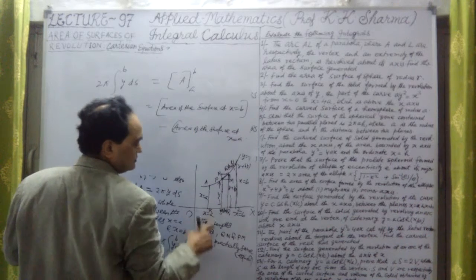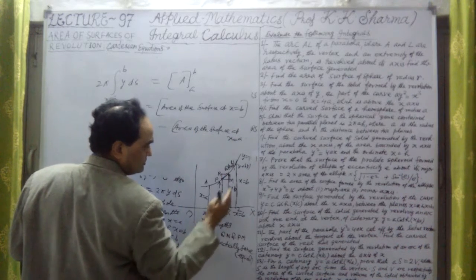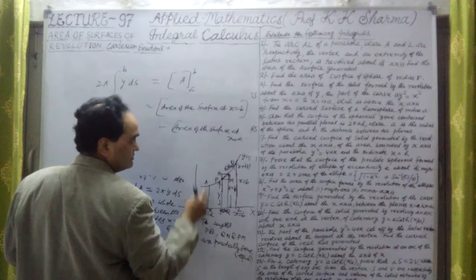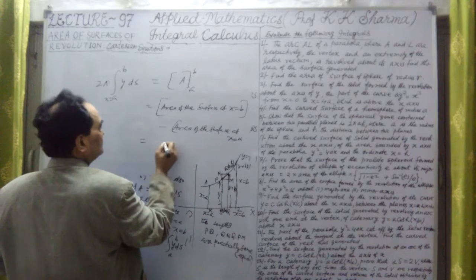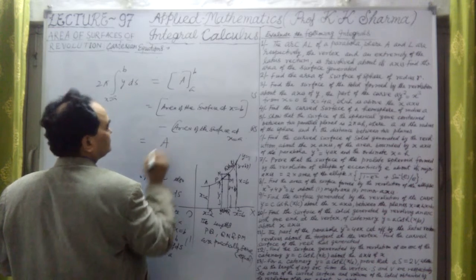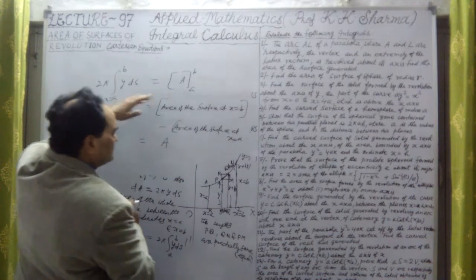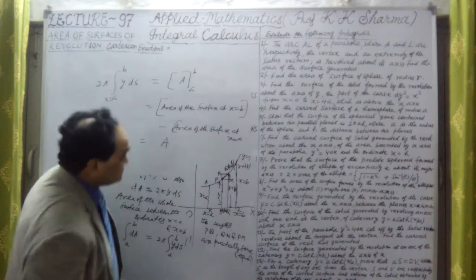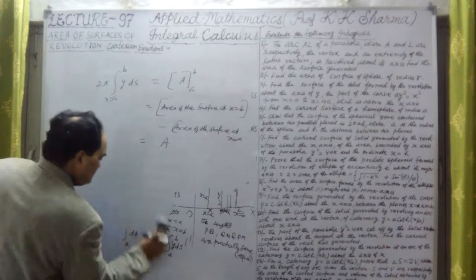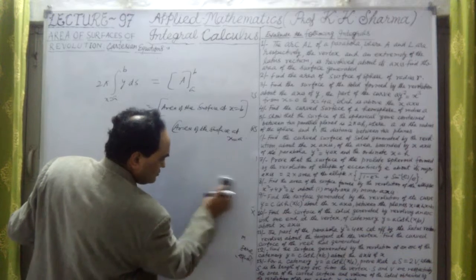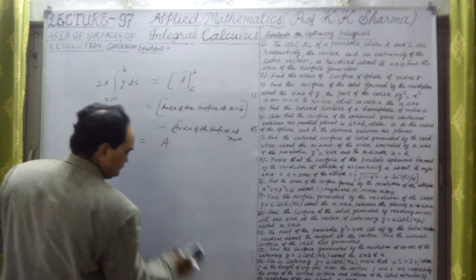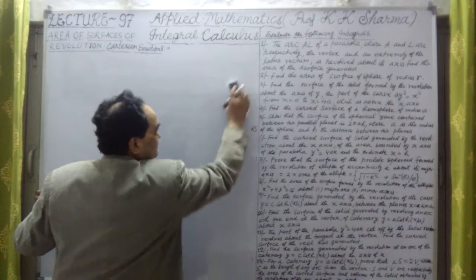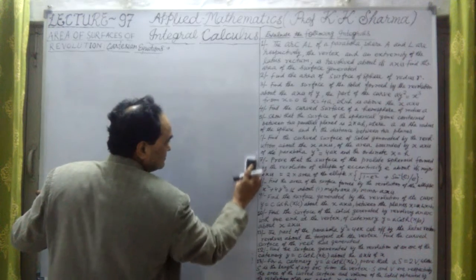But at x equal to A, this BL will coincide with AK, which means this will tend to 0. So it is equal to A only. Therefore area A is whatever the area here. Let me take this as A, so this area A is given by this formula. Now let me talk about the second condition. This is the formula for finding the area of the surface around the x-axis.